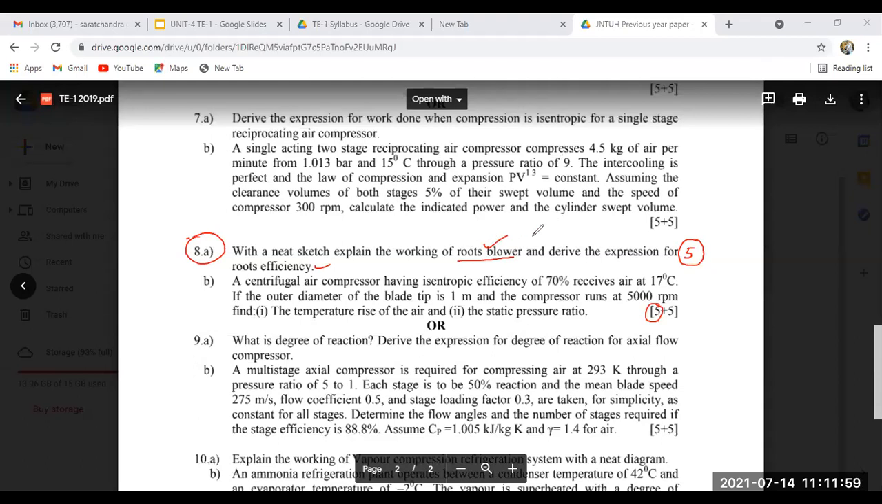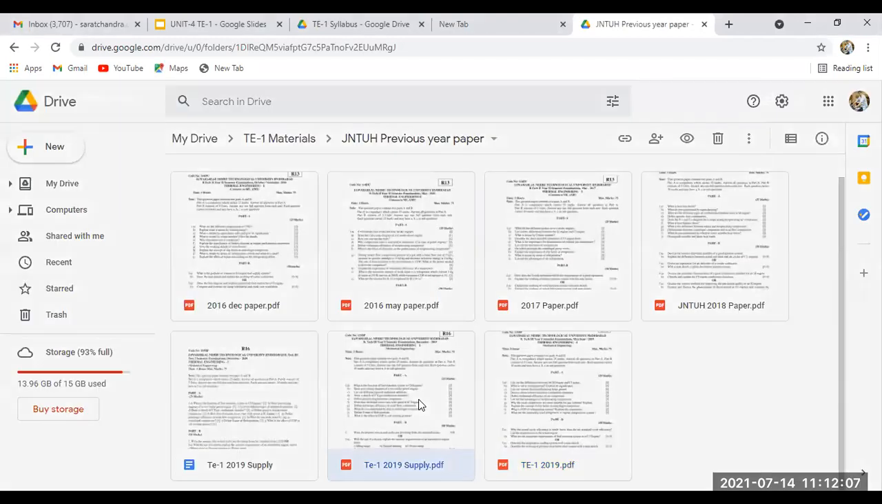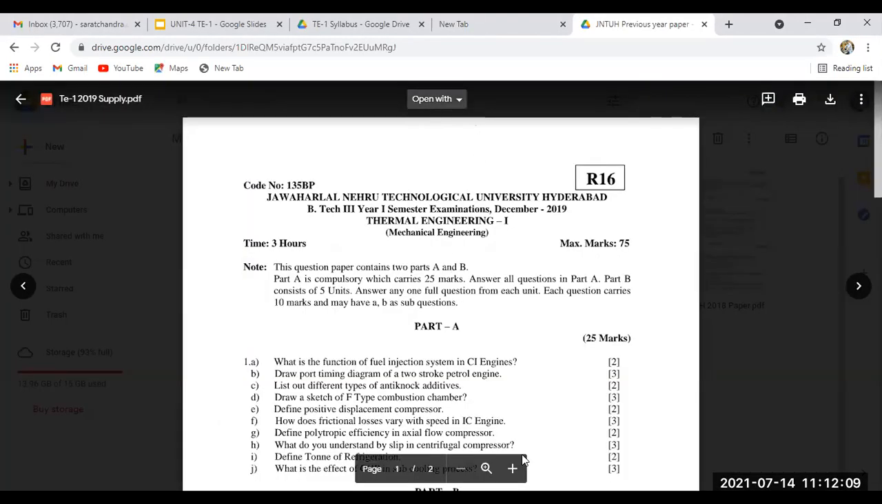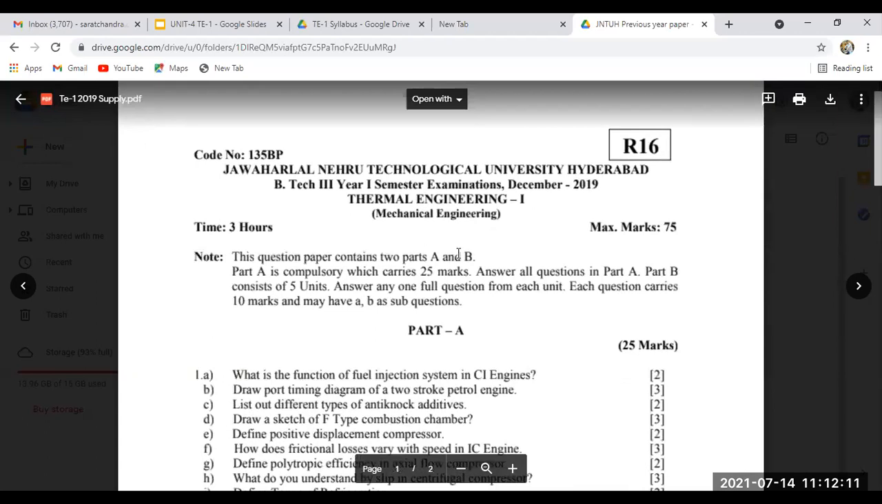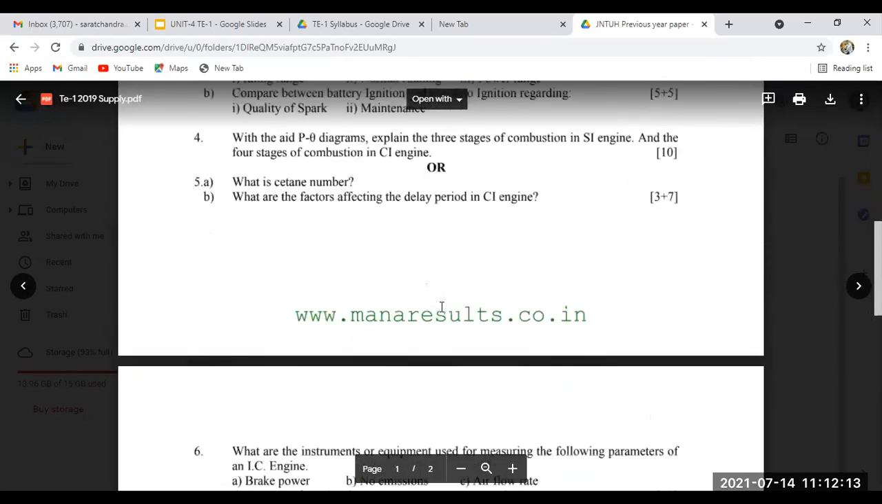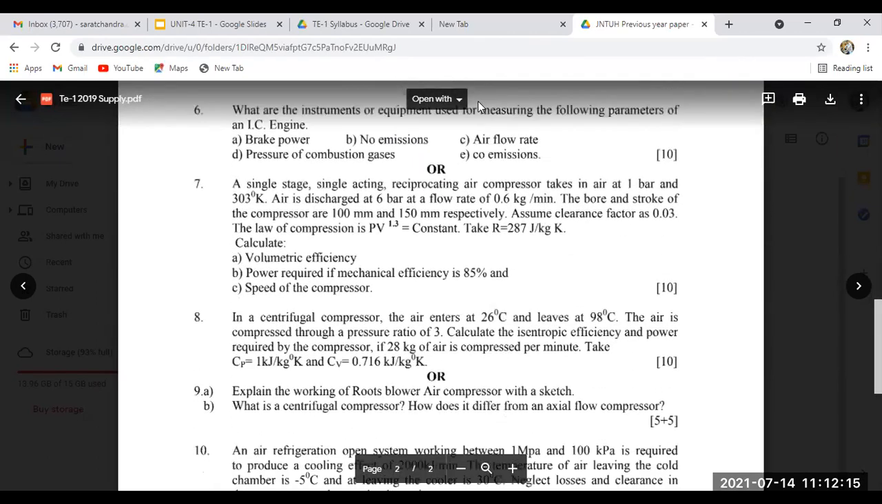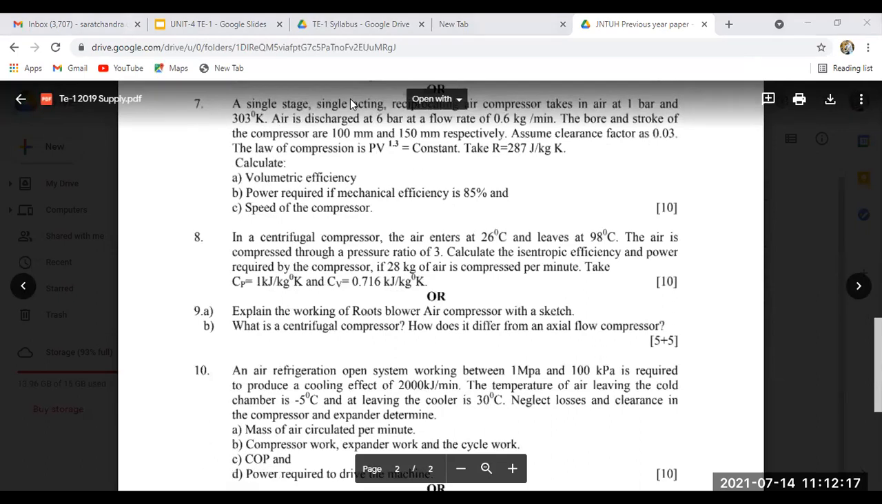Okay, so this is in 2019, the question paper on root blower compressor. Just see how many times they have asked. Again in the 2019 supply paper, I think once again they have asked this question, question number 9A. Explain the working of root blower air compressor with sketch. Again, it is 5 marks.